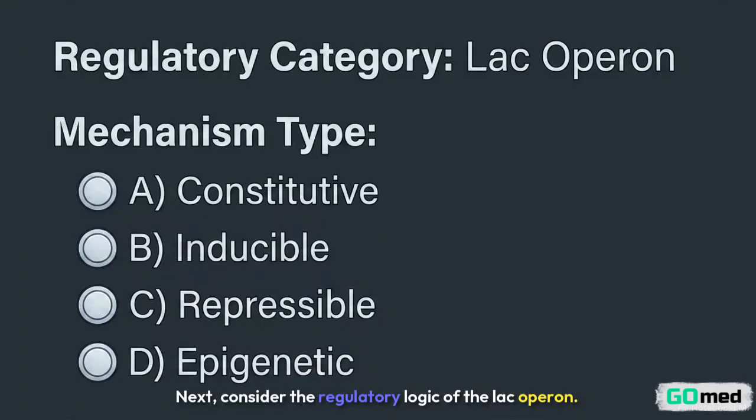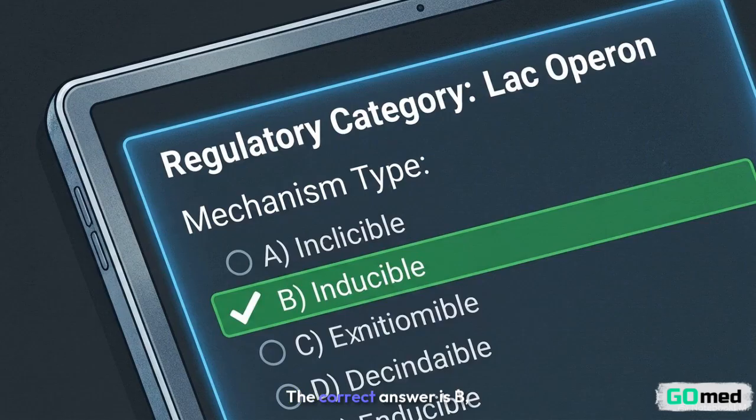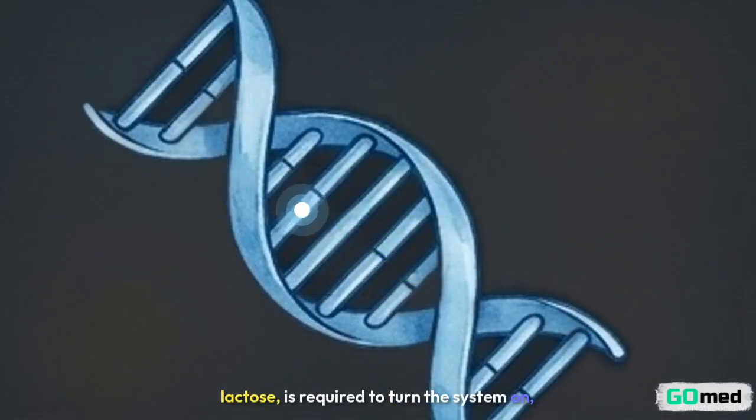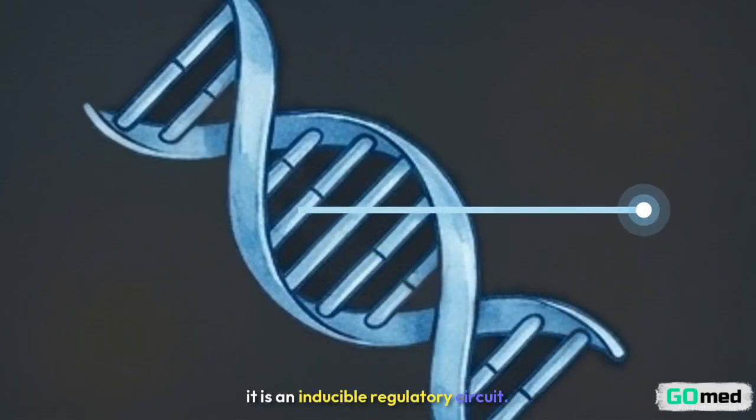Next, consider the regulatory logic of the Lac operon. How is the system categorized? The correct answer is B, inducible. Because the presence of the substrate, lactose, is required to turn the system on, it is an inducible regulatory circuit.